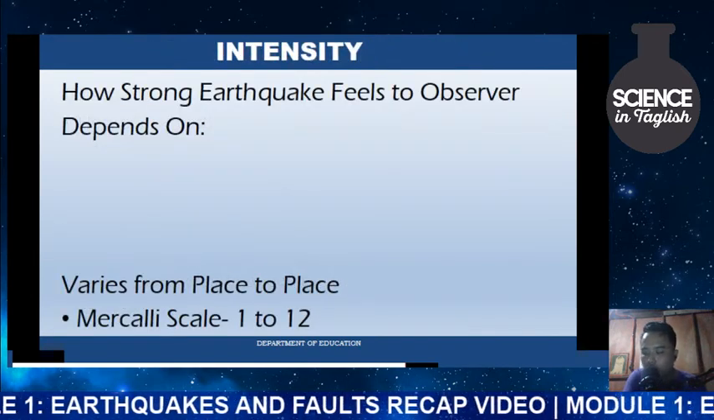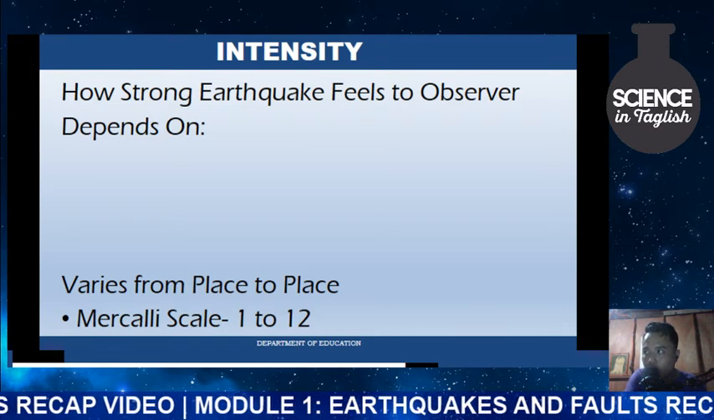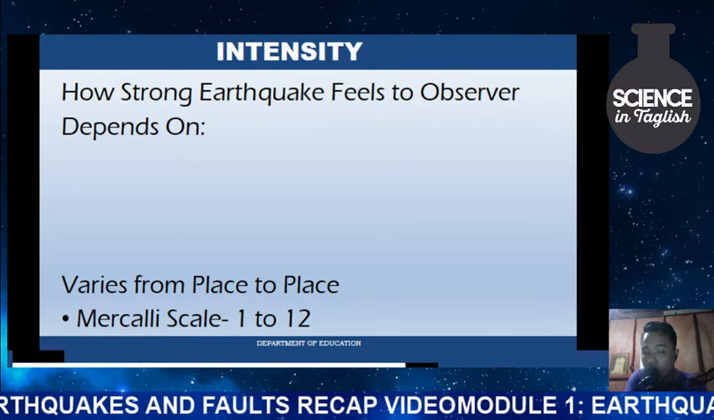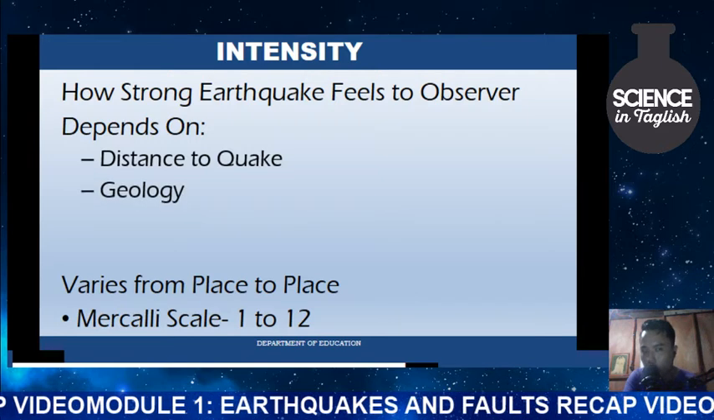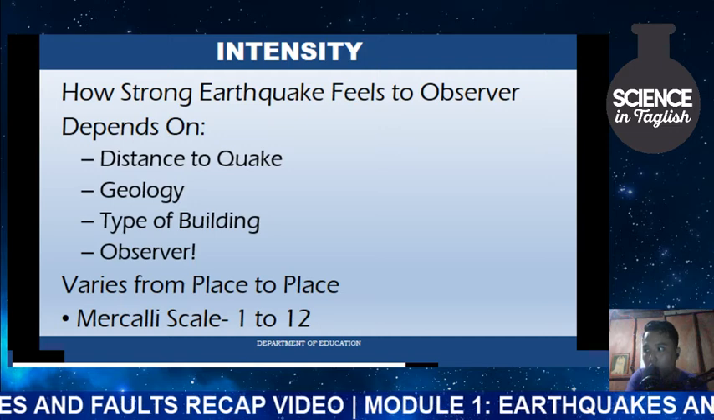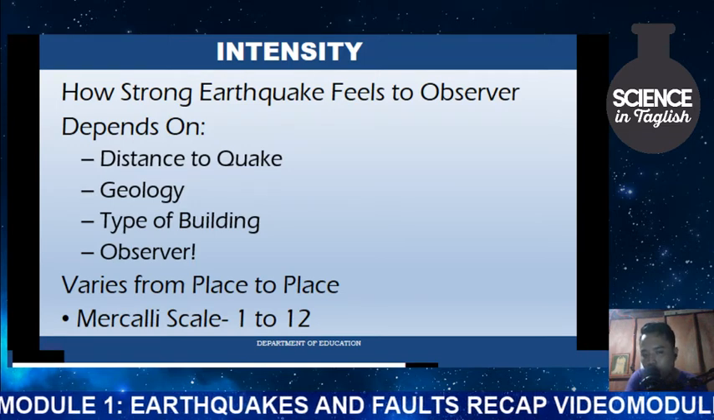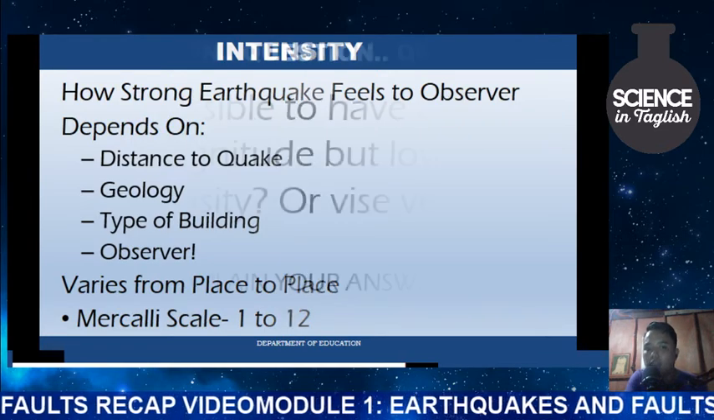So, paano ba natin nasusukat yung intensity? Again, this is based on observations and the amount of damage done to a certain locality. It depends on the distance to quake, geology, type of building, and the observer itself. Kung observer ay nakita niya ganito, so dapat may mag-confirm na another observer na ganito talaga yung nangyari.